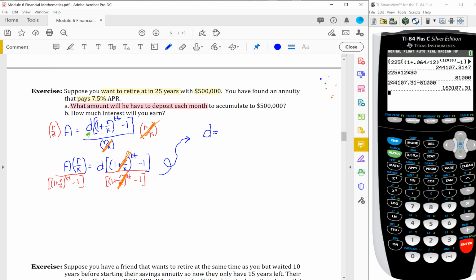Now D is going to be this A times R over K divided by the bracketed expression 1 plus the R over K raised to the KT minus 1. Now in your homework, you're going to have to solve for D several times, and I think by seeing it without the numbers in it, you'll recognize the pattern.